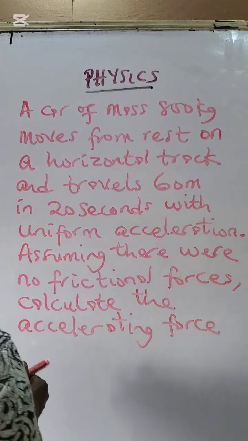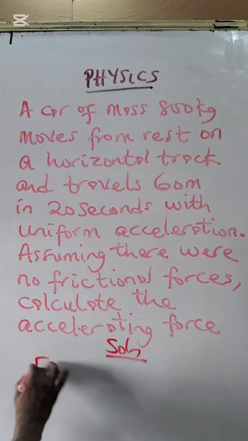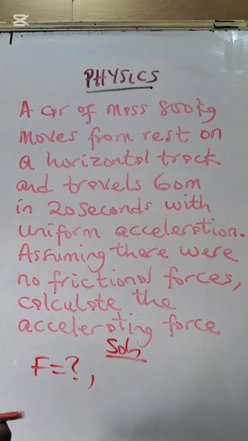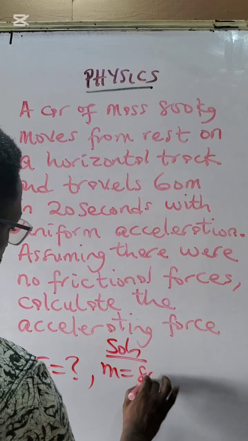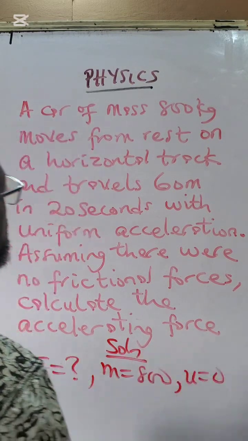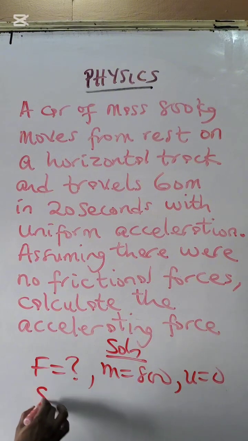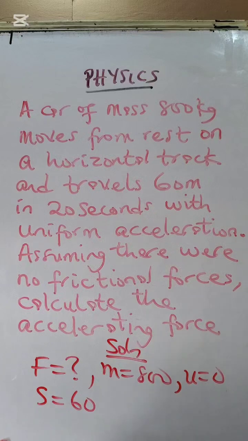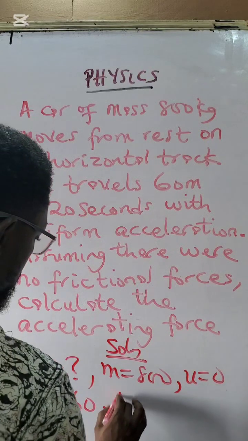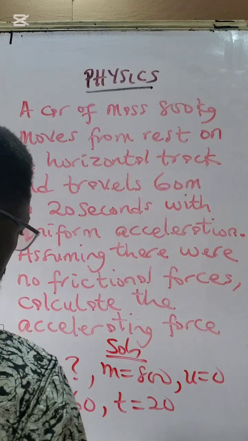Now, if you want to obtain the accelerating force from that question, the first thing is the mass is 800. The car of mass 800 moves from what? Rest. That means initial velocity 0. On a horizontal track and travels 60 meters. That speaks of the distance of 60 meters in 20 seconds. That's the time. In 20 seconds with uniform acceleration. Assuming there were no frictional forces, calculate the accelerating force.